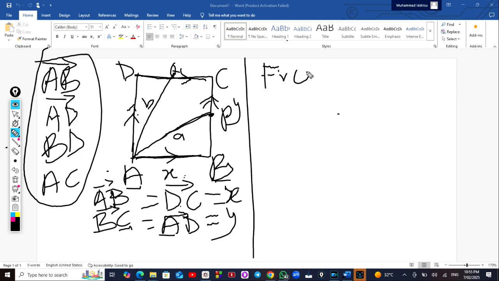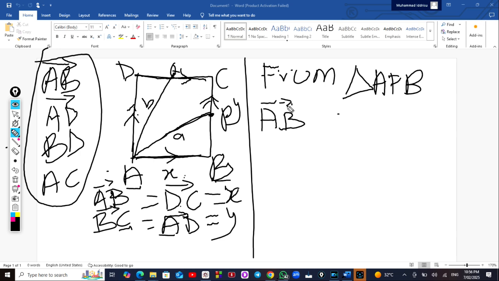So from triangle APB or ABP, using the triangular law of vectors, we can say that vector AB is equal to AP plus PB.